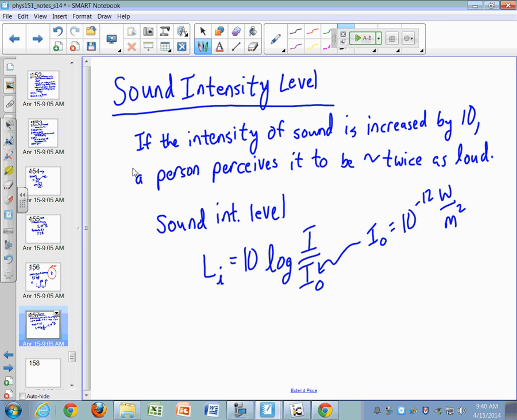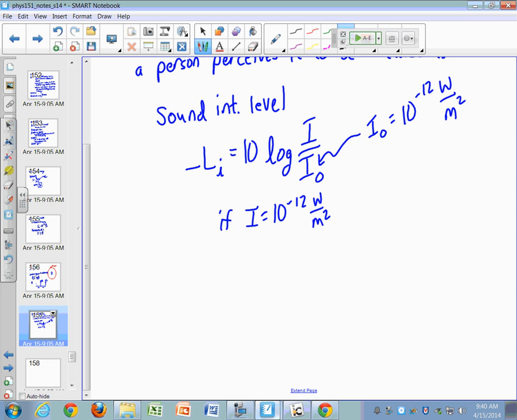And with that, if I was equal to 10 to the minus 12 watts per square meter, you would have something that looks like this. You should have seen logs some time ago, but it's probably been a lot of years, maybe even high school since you've used logs.